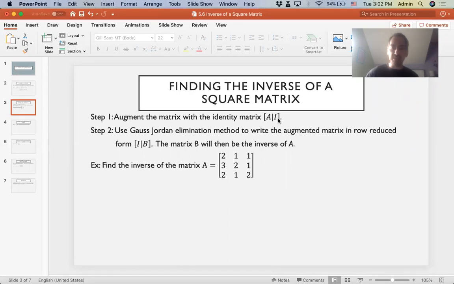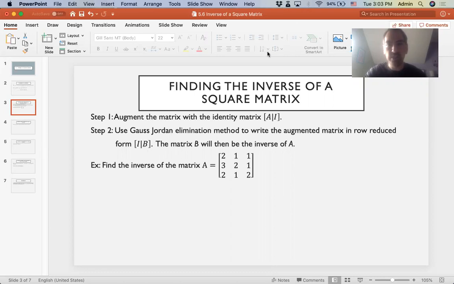Set that up. And then step 2, we're going to use the Gauss-Jordan elimination method to write the augmented matrix in row reduced form. Right? We want to get ones and zeros on the left-hand side of that vertical line. And the result, we'll have this I vertical line B, where I is the row reduced form part, and on the right-hand side of that vertical bar will be the inverse of the original matrix A.